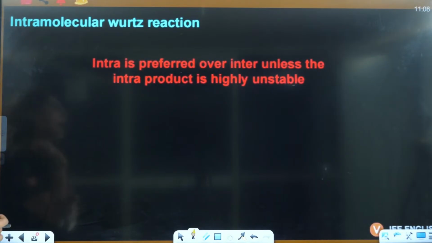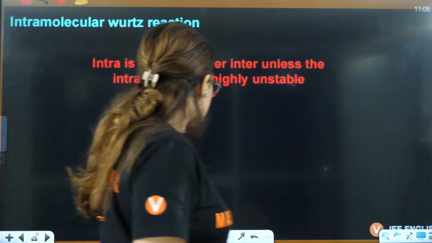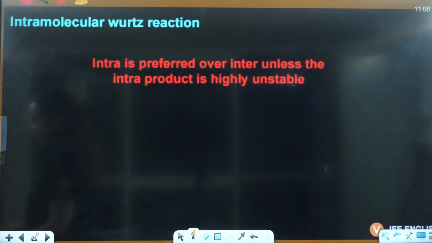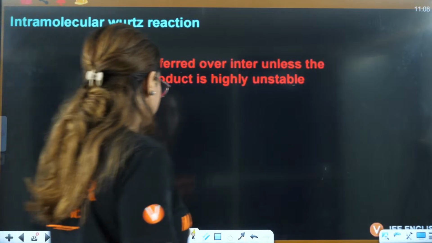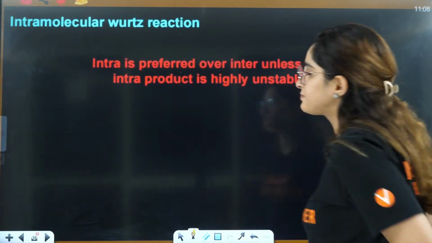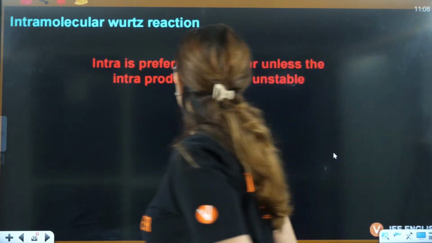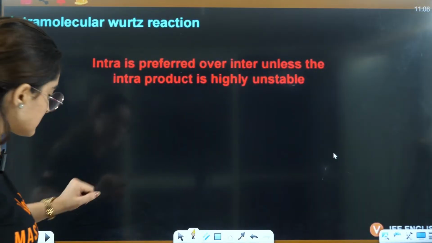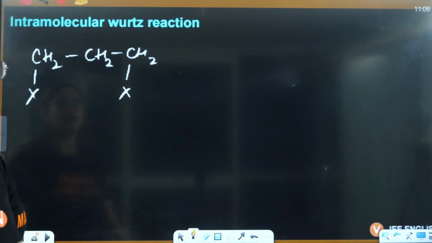Okay, now let's talk about some molecules where intramolecular is also possible. Let's talk about that, everybody. Where intramolecular is also a possibility. Intra is preferred over inter unless the intra product is highly unstable. Ma'am, what do you mean by this? Let's understand this with the help of an example.